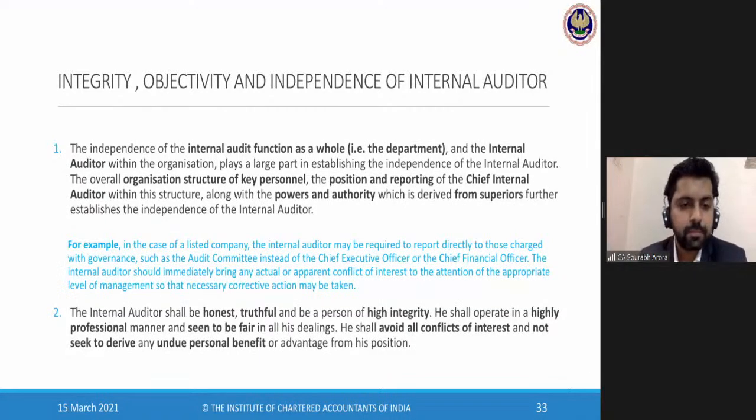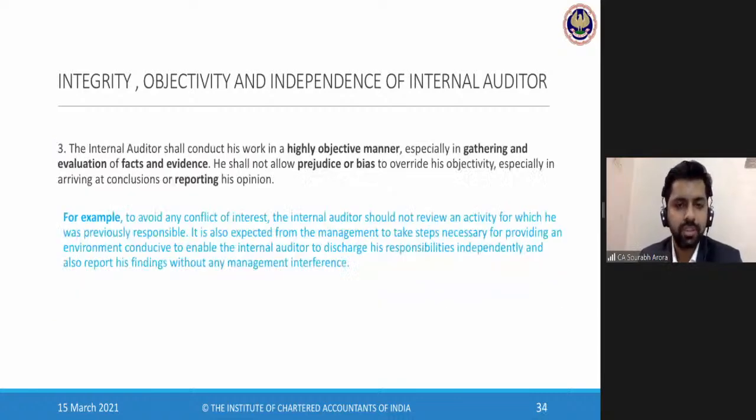The internal auditor shall be honest, truthful, and a person of high integrity, acting in a highly professional manner, and seen to be fair. He shall avoid all conflicts of interest and not seek to derive any undue personal benefit. So he should be honest, truthful, and have high integrity, be highly professional, and seen to be fair. Avoid all conflicts of interest and not seek to derive any undue personal benefit or advantage from his position.